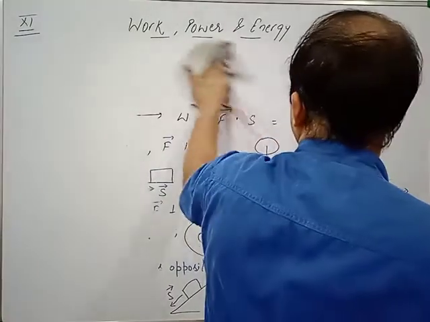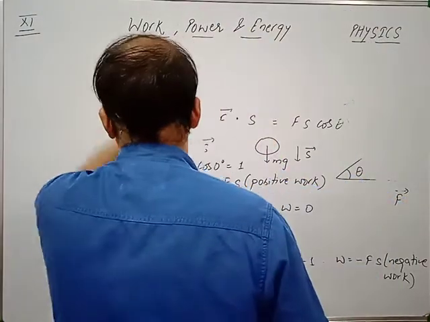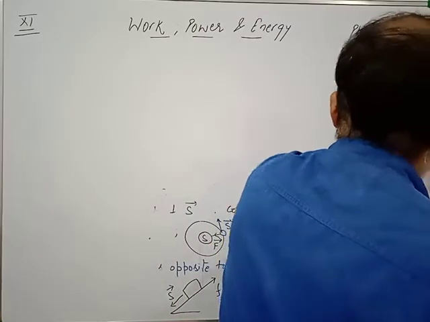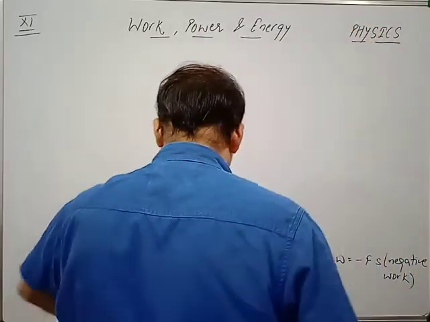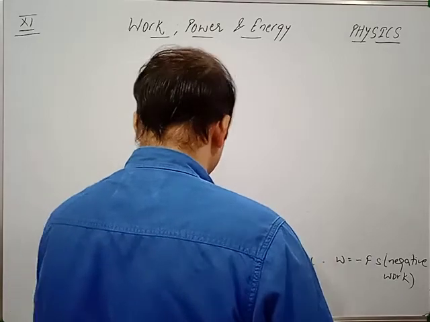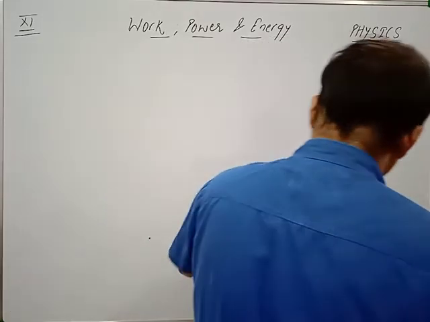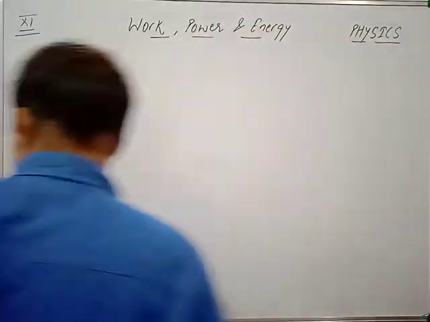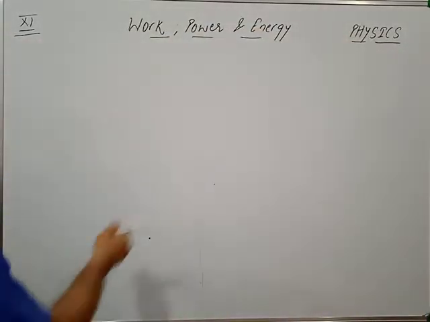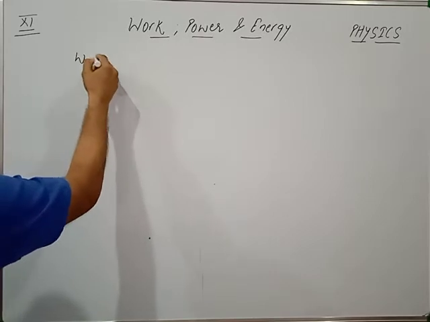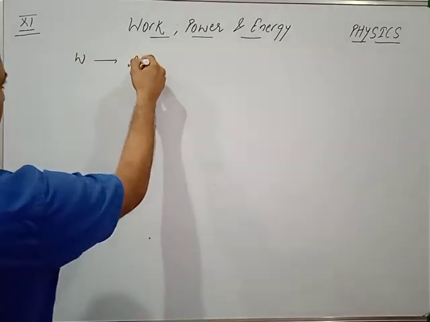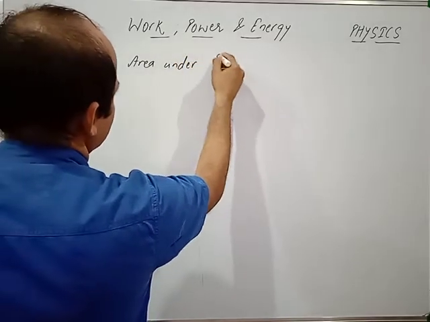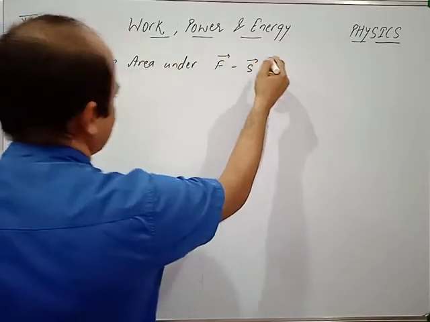See, since work is a product of force and displacement, the second method to evaluate the work is by finding the area under the graph for force and displacement. So method 2 to evaluate the work done: W can also be evaluated by finding the area under the F-s graph, that is, the force-displacement graph.